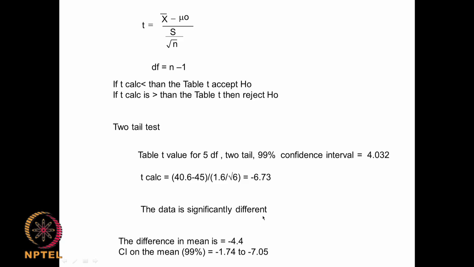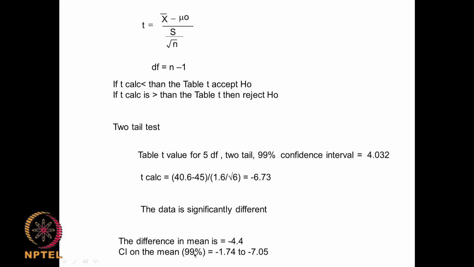The data is significantly different. Okay, data is significantly different. So that means we can reject the null hypothesis. That means we accept the alternate hypothesis. Now the difference in the mean, 40.6 minus 45, is 4.4, right.